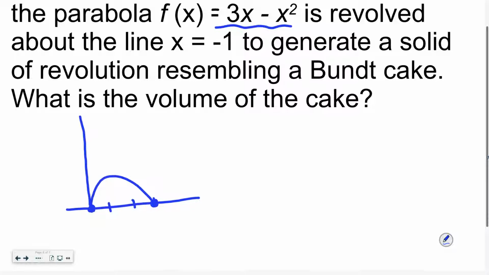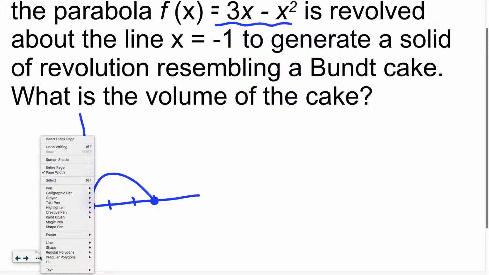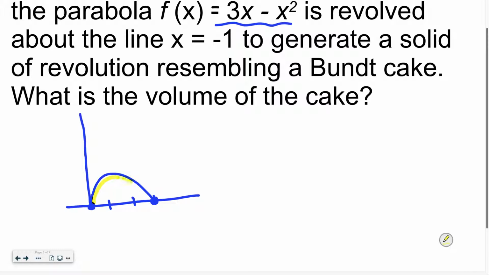So we are bounded by the parabola and the x-axis. So we are talking about this region right here.